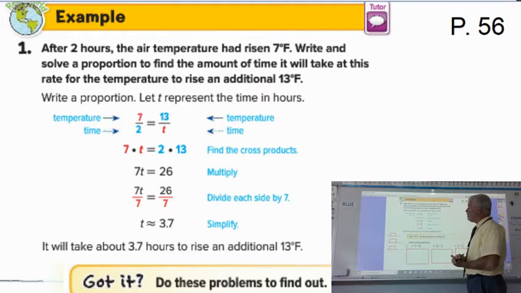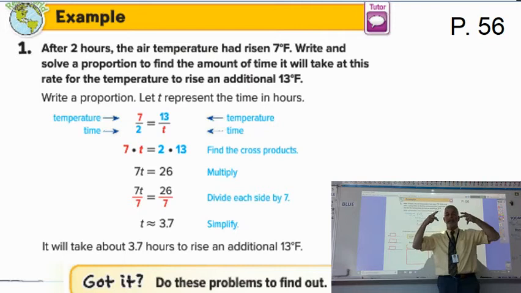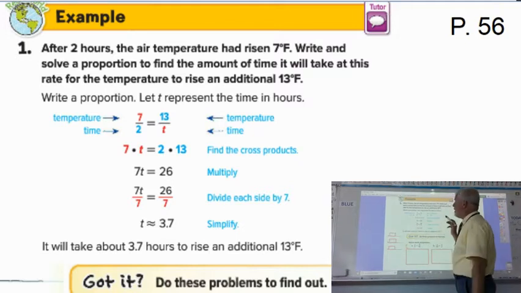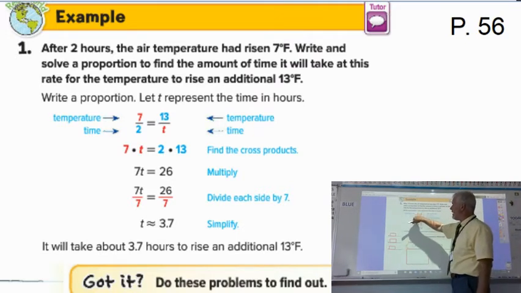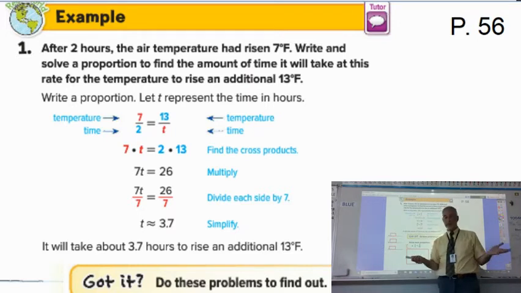To set this up, you can use a proportion. We'll talk a little more about setting these up. When you set up a proportion, it is two ratios that are equal to each other. Both sides of the proportion must have the same things on the top and the bottom. In this case, they're going to set it up as temperature divided by time. So 7-degree rise over 2 hours. And on the other side, 13-degree rise over, I don't know how many hours, so we represent that unknown amount of time with a variable. We'll use the letter T for time.